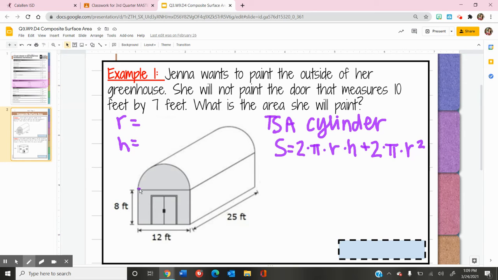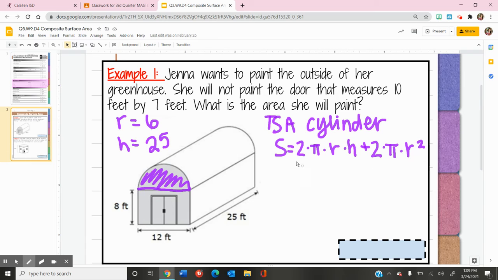So this is where I would find my radius. Here they tell me that this is 12 inches wide, so this would be my diameter. Down here is 12, up here is also 12. So my diameter is 12, so my radius would be 6 since it's half of 12. And then the height would be the distance between my bases. So this would be my base here, and back here would be my second base. So the distance between them, or the height of my cylinder, is 25.